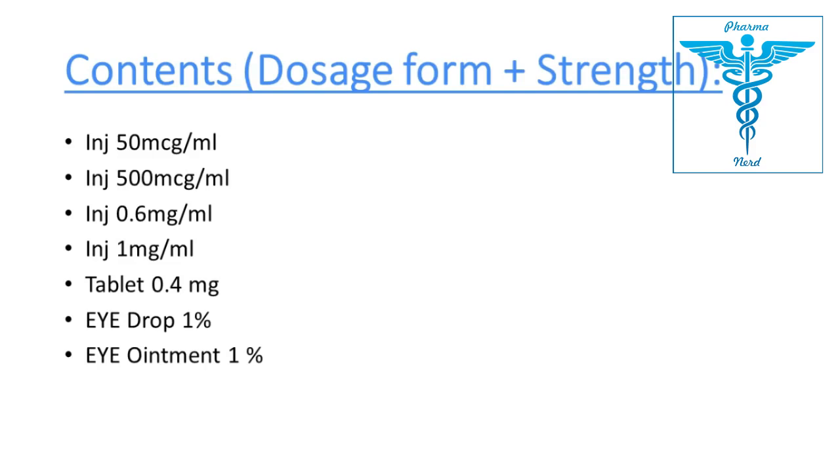Contents of atropine: 50 microgram injection, 100 microgram, 500 microgram per ml injection, 0.6 mg per ml injection, 1 mg per ml injection, 0.4 mg tablet, 1% eye drop and 1% ointment.